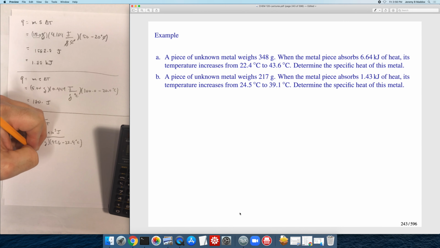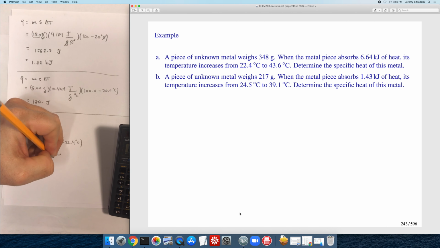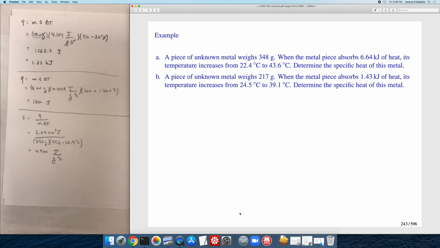And I'm getting, at least out of my first calculation here, 0.900 joules per gram per degree Celsius. I just want to check that really quick. Yeah, so I got the same number twice, so let's keep that as the answer. The follow-up question, part B, is identical to the one that we've just done. You just need to change the numbers, but the formula that you use is the same.